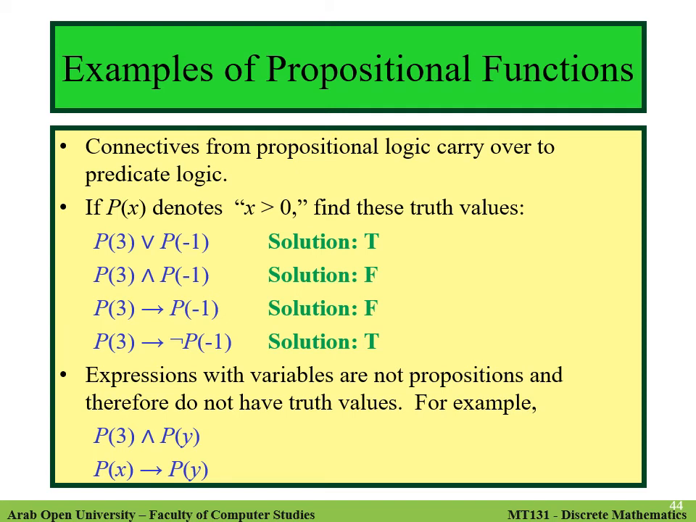Of course, anytime the predicate has a variable with undetermined value, you don't have a proposition and therefore you cannot determine the truth value. For example, P(3) and P(y), here the y is not determined, so this is not a proposition, there is no truth value. Same for the statement P(x) implies P(y). Since x and y are not determined, there is no truth value.